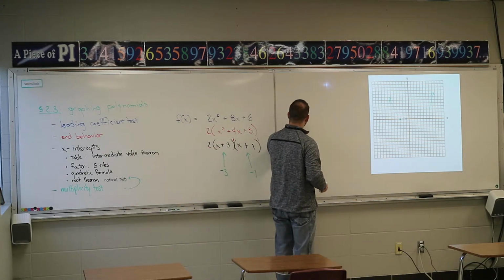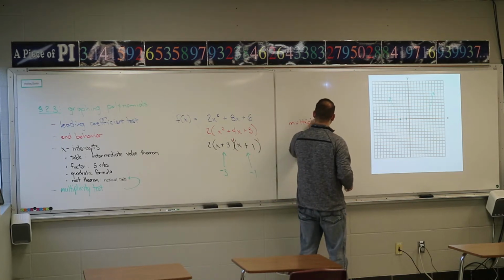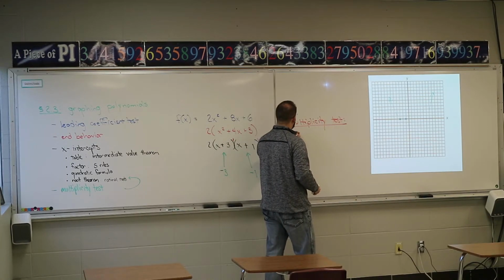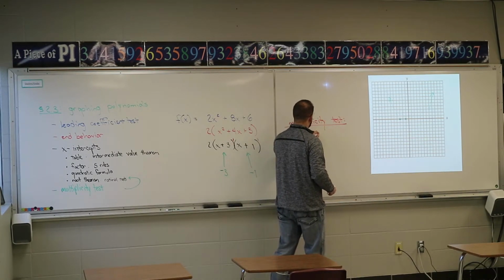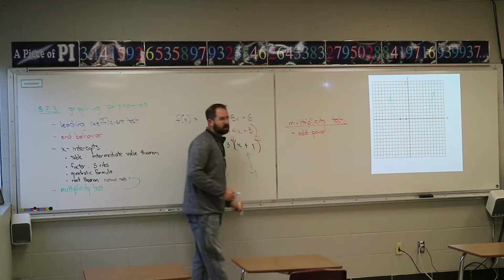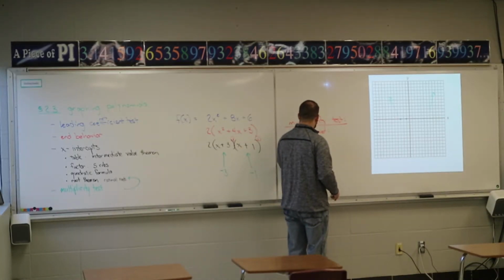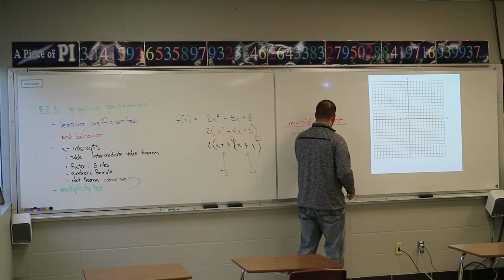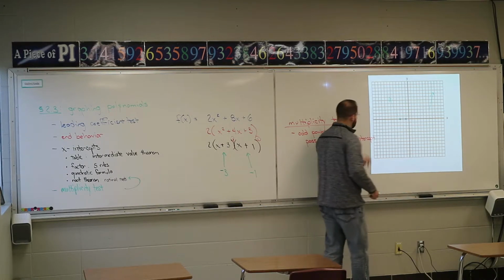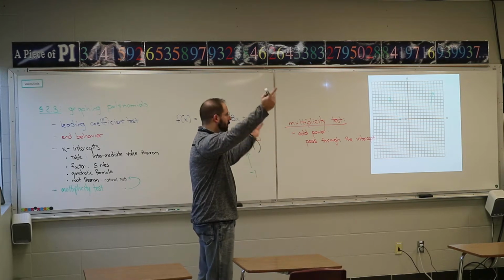The multiplicity test: if you have an odd power on those parentheses, like we do, we have odd powers on both of these, you're going to pass through that X-intercept. So in my case, I am going to pass through -3, I will pass through -1, and that makes sense with the tails where they're going.